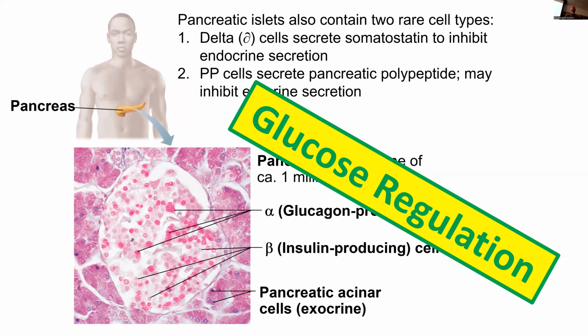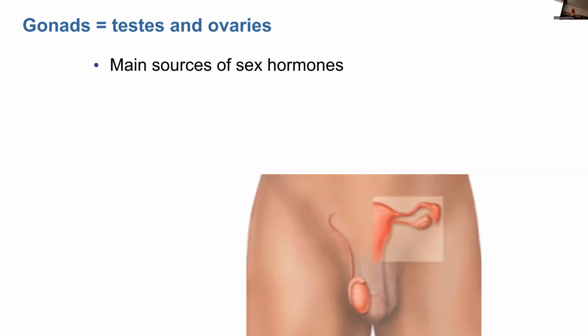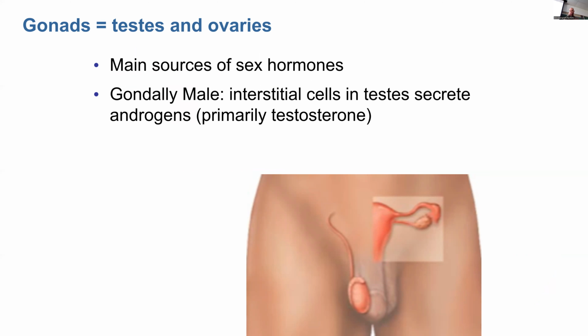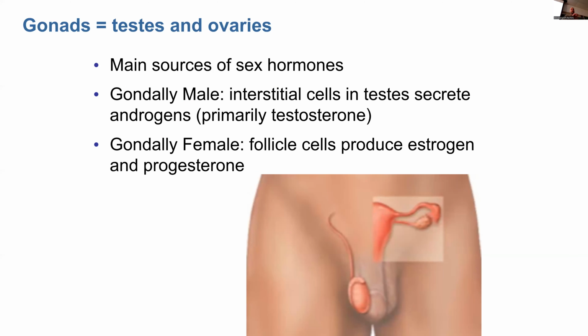Cool. All right, we've got just enough time. Let's wrap up the endocrine system here with our sex hormones. Generally, these are referred to as the gonads, specifically the testes and ovaries. This is where your sex hormones are produced primarily. If you're gonadally male, then specialized cells called interstitial cells in your testes secrete your androgens, which are your sex hormones, and primarily that's going to be testosterone. If you're gonadally female, then your follicle cells in your ovaries are producing estrogen and progesterone.